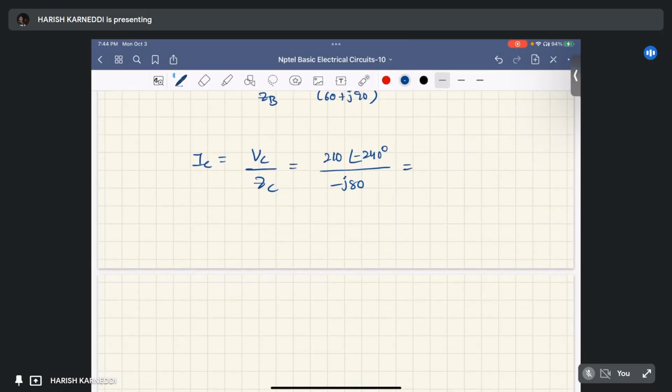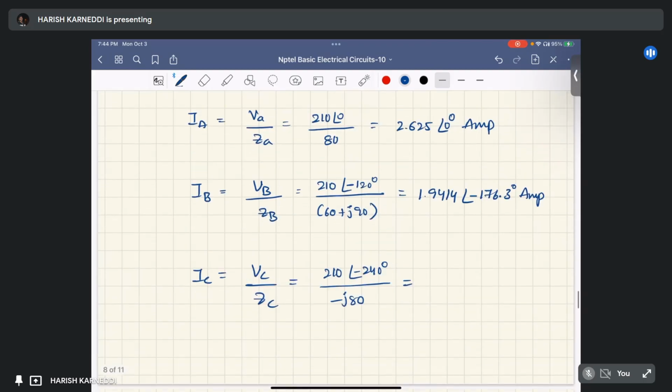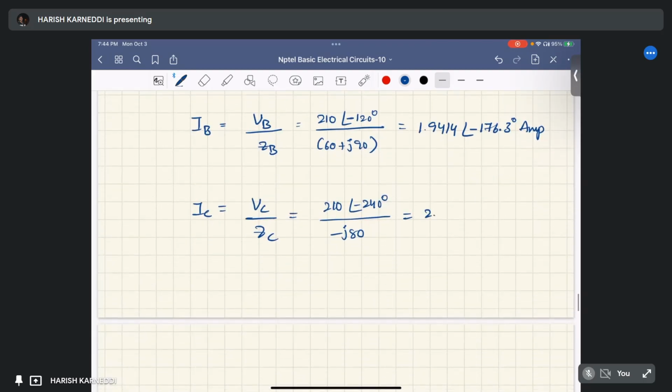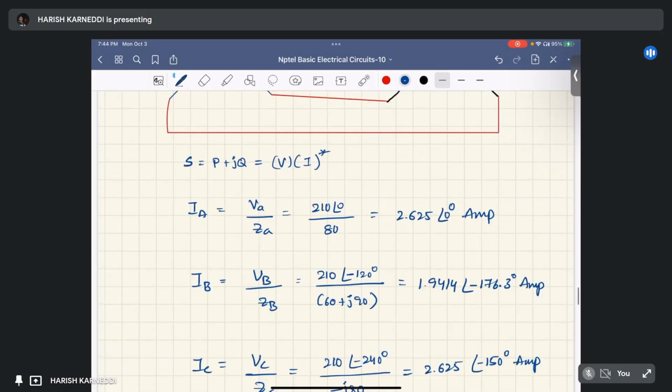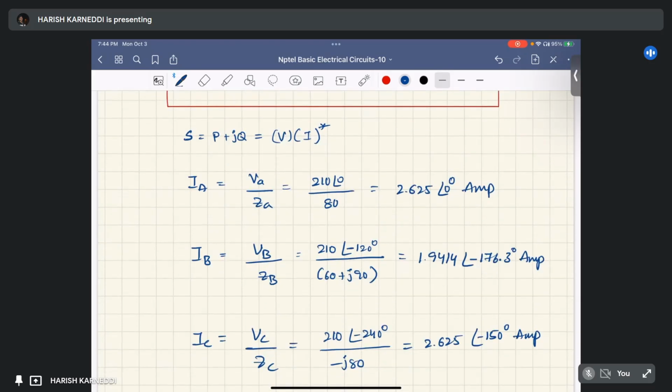What is the value of this one? 210 at an angle of minus 240 by minus 80j, right? Which equals 2.625 at an angle of minus 150 degrees amperes. Okay, now we have the values of IA, IB and IC.